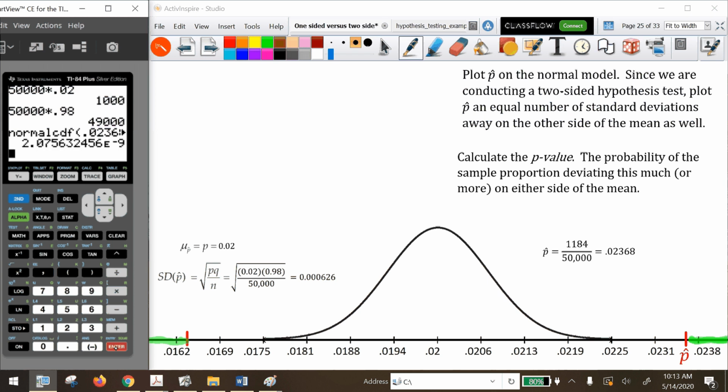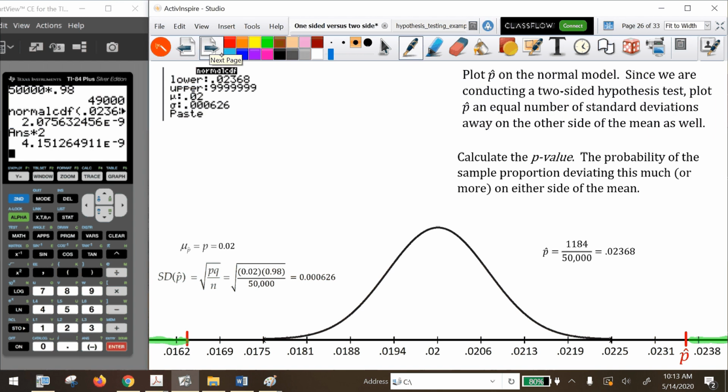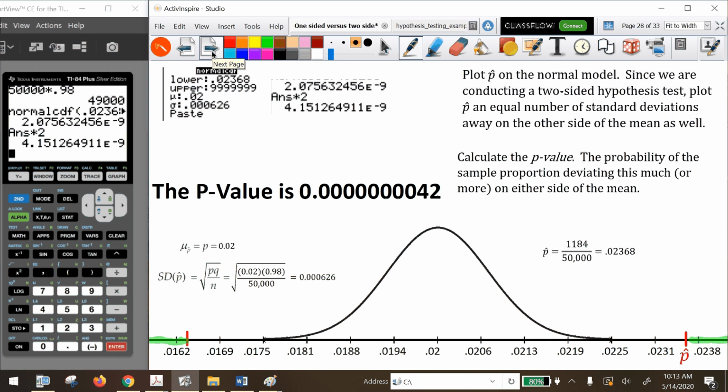And we get, wow, that is a really small number. And we have to multiply it by 2 because there's 2 of them, one on the right side and one on the left side. So our p-value is almost 0. So I used a normal CDF, I did this, multiplied it by 2. Our p-value is 0.0000000042, which is, for all intents and purposes, basically 0.